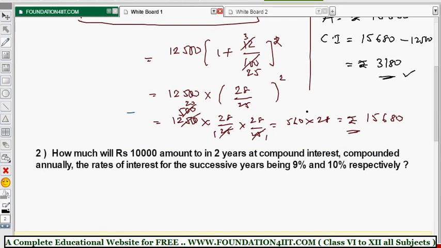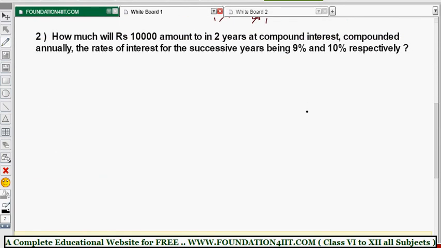Then see one more question I wrote here. This is when different rates are given. Okay, observe. How much will 10,000 amount to in 2 years at compound interest, compounded annually, if the rate of interest in succeeding years is 9 and 10%? That means the first year is 9% and the second year is 10%.